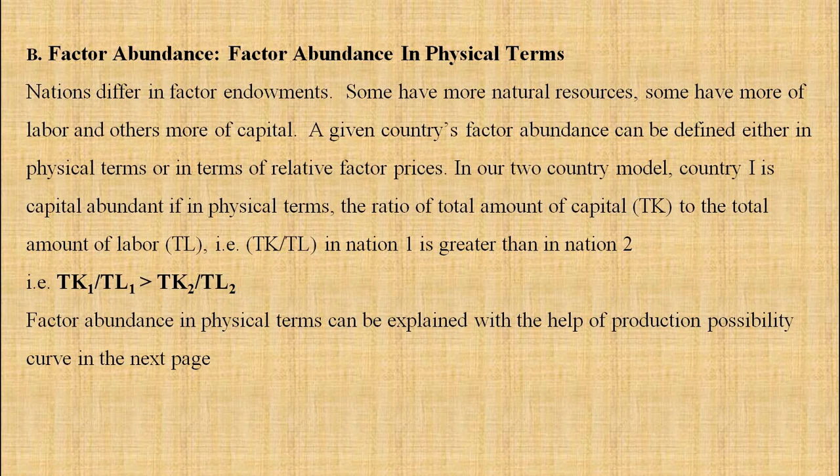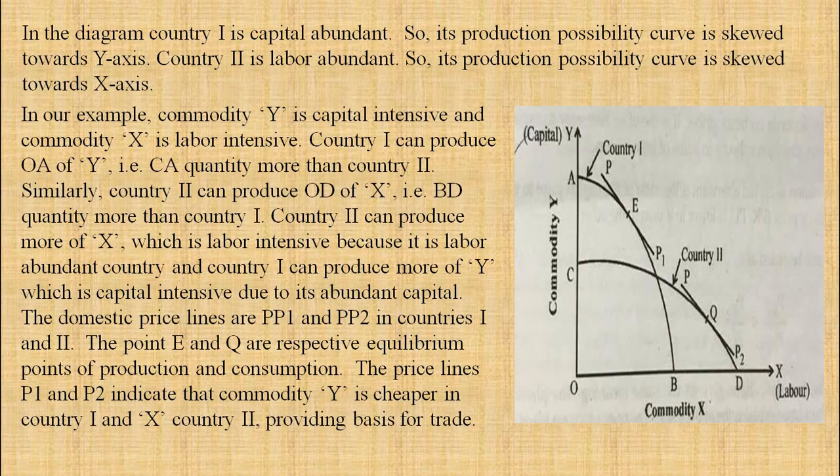Factor abundance in physical terms can be explained with the help of the production possibility curve. Look at the diagram. Country 1 is capital abundant, so its production possibility curve is skewed towards the y-axis. Country 2 is labor abundant, so its production possibility curve is skewed to the x-axis. In our example, commodity Y is capital intensive and commodity X is labor intensive.